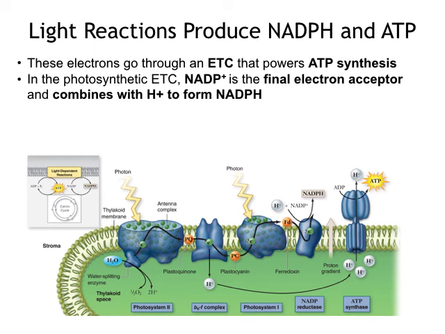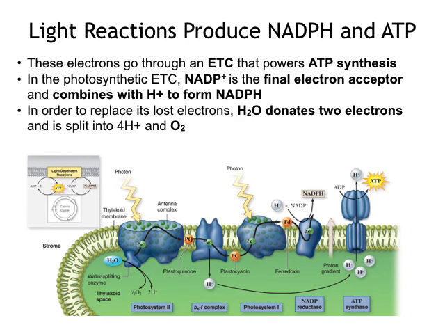Now remember, the photosystem, the first one, has released electrons, right? Basically, the sunlight has excited the photosystem, and it releases 2 electrons. Now those electrons need to be replaced. And in order to replace those lost electrons, water donates 2 electrons to the photosystem and is split into hydrogen ions and oxygen. So this is where oxygen is released.